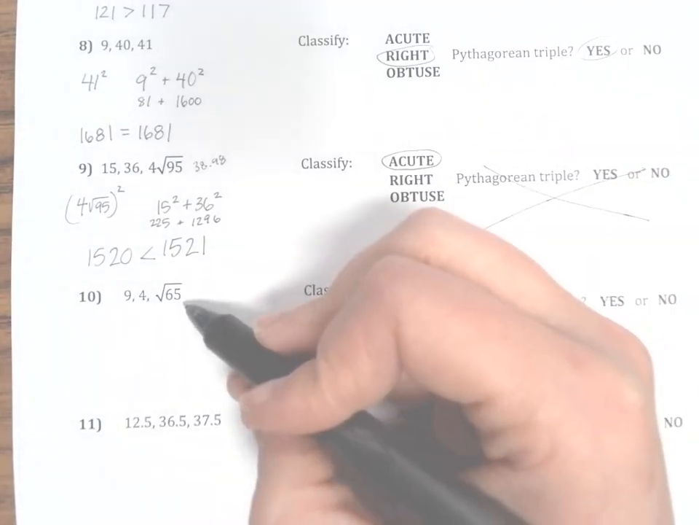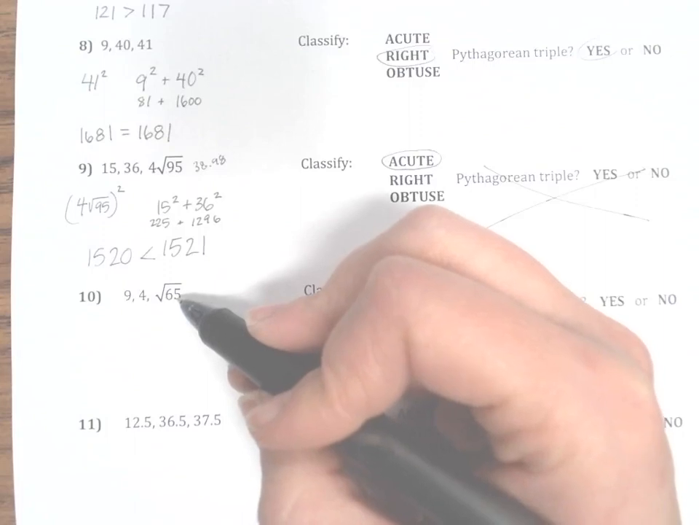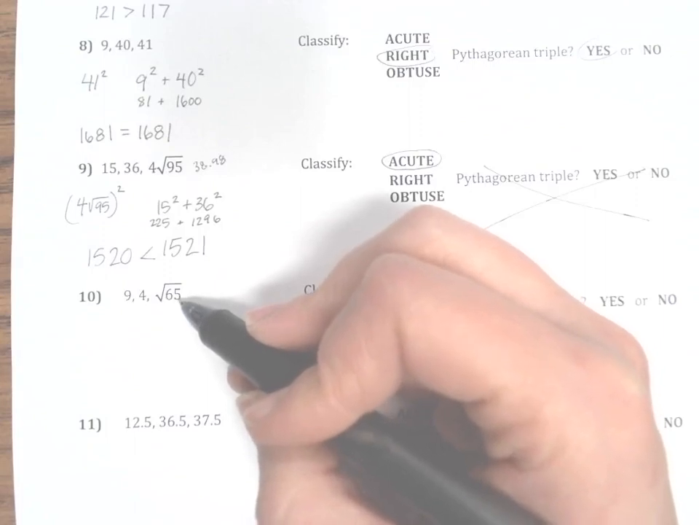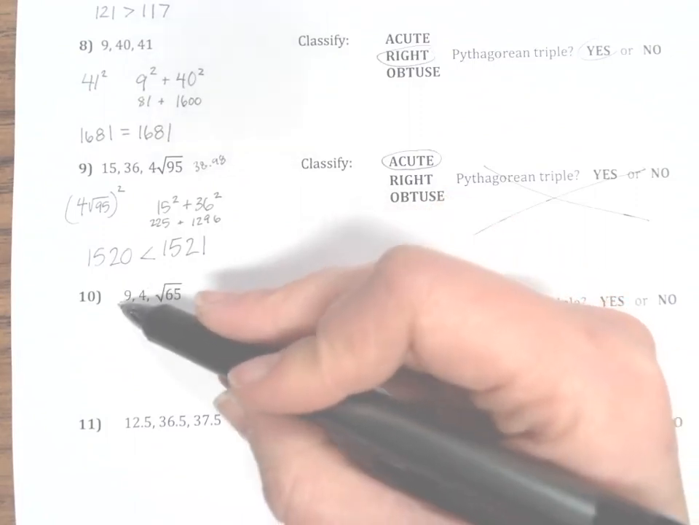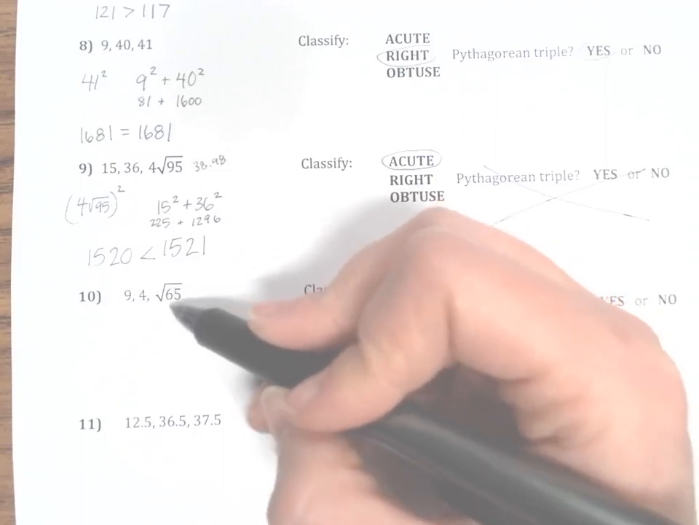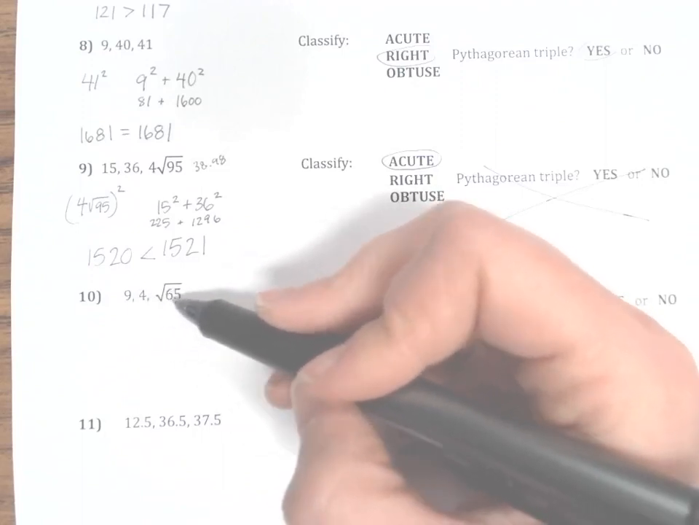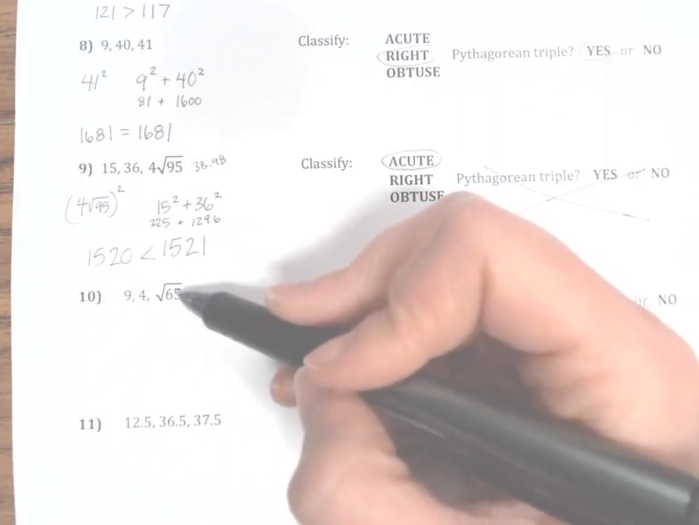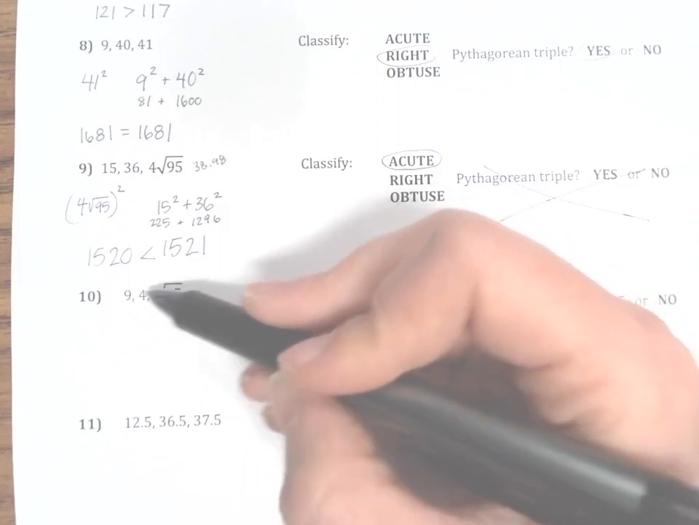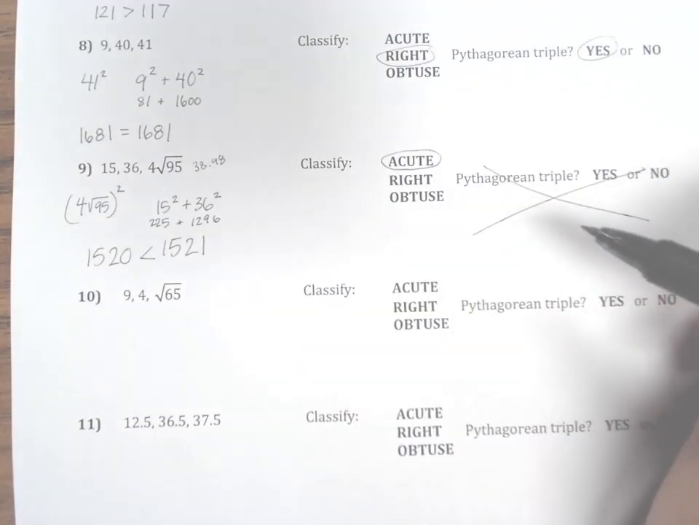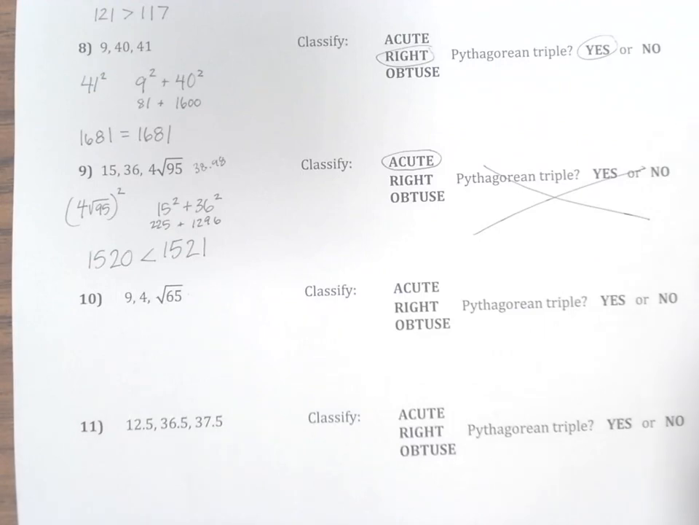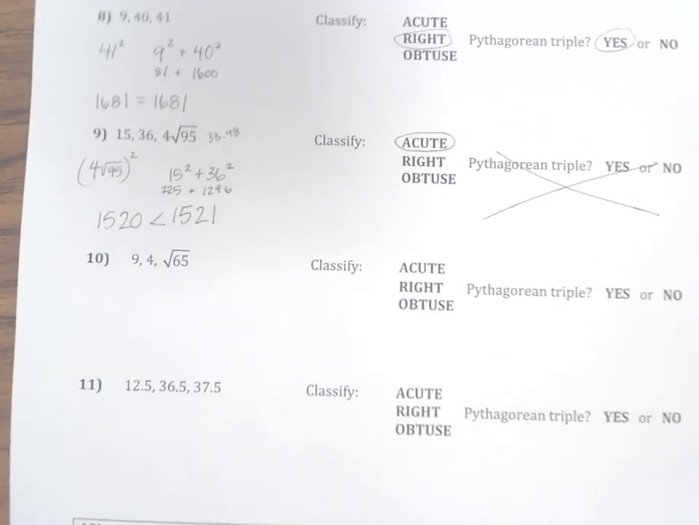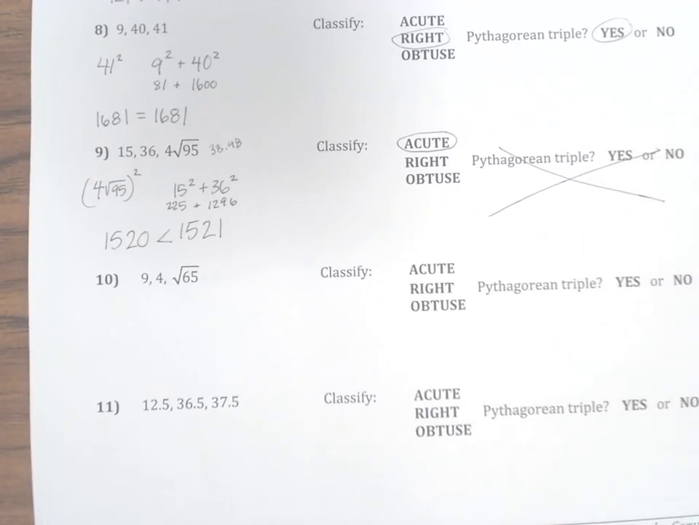But square root 65, I know that 8 would be square root 64, so it's probably something just a little bit more than 8. If it were square root 81, it would be 9, so it's definitely less than 9. And it's more than 4 because it's more than root 16. So I know this one's not going to be the longest side, that 9 is going to be the longest side. So if you're done, great. If not, try them, pause, and then boot it back up and check.